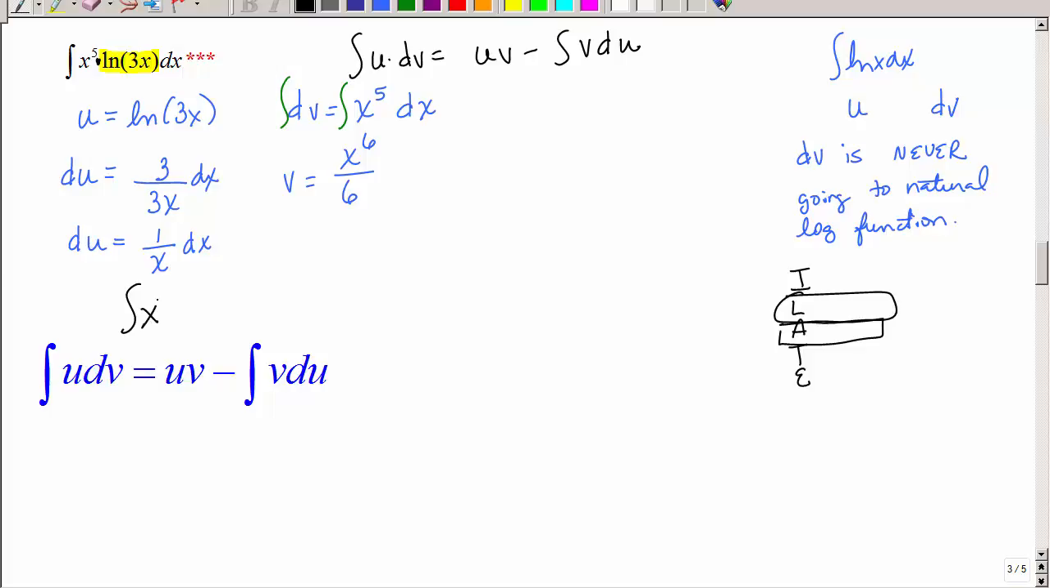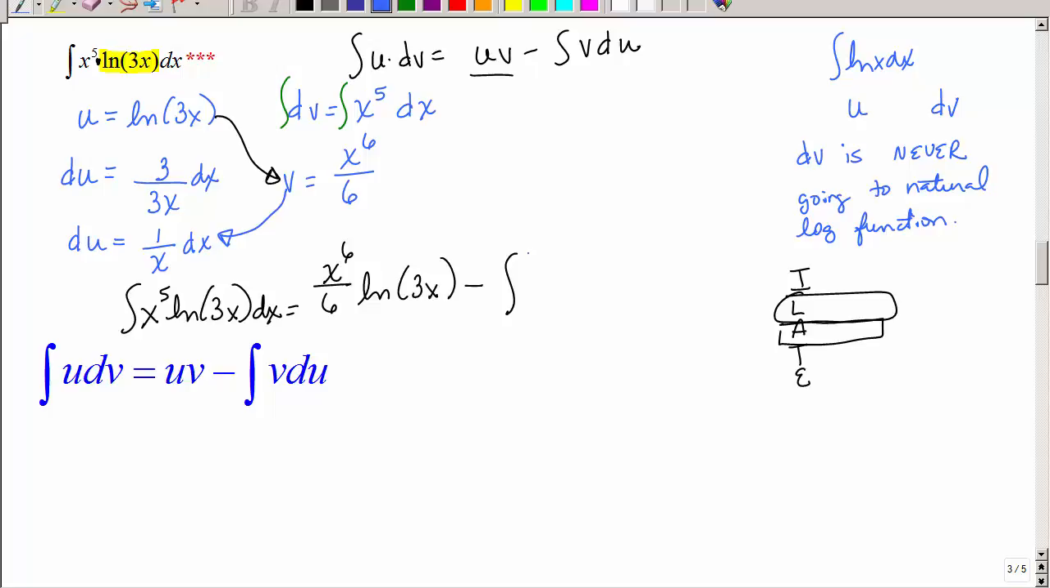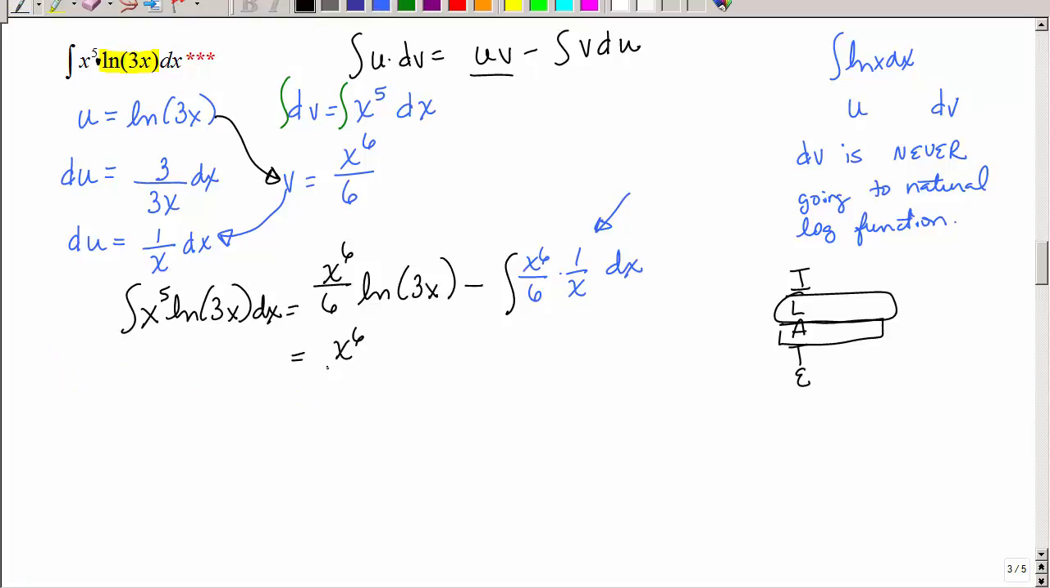Okay, so we have our problem, the integral of x to the 5th times the natural log of 3x dx. So that's going to equal u times v, those two multiplied together. So I have x to the 6th over 6 multiplied by the natural log of 3x. So u times v minus the integral of v du. Okay, so I have x to the 6th over 6 times 1 over x dx. Now remember, the goal is hopefully that is something you know how to integrate. Well, it is if we do some simplification.